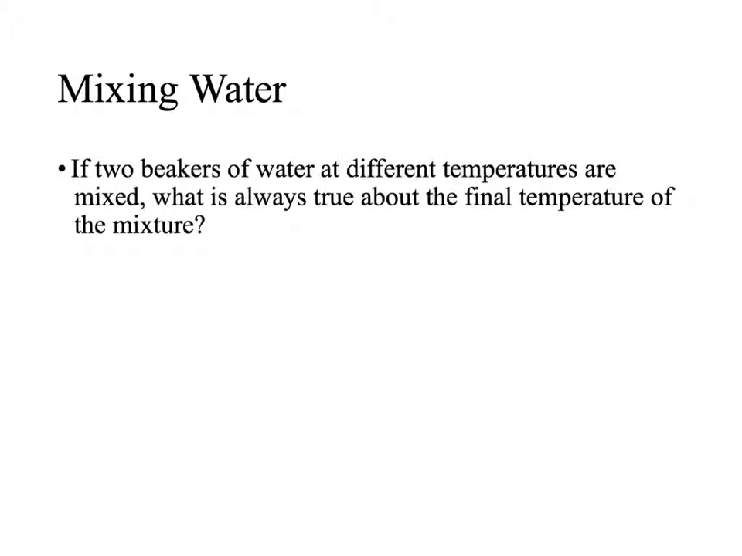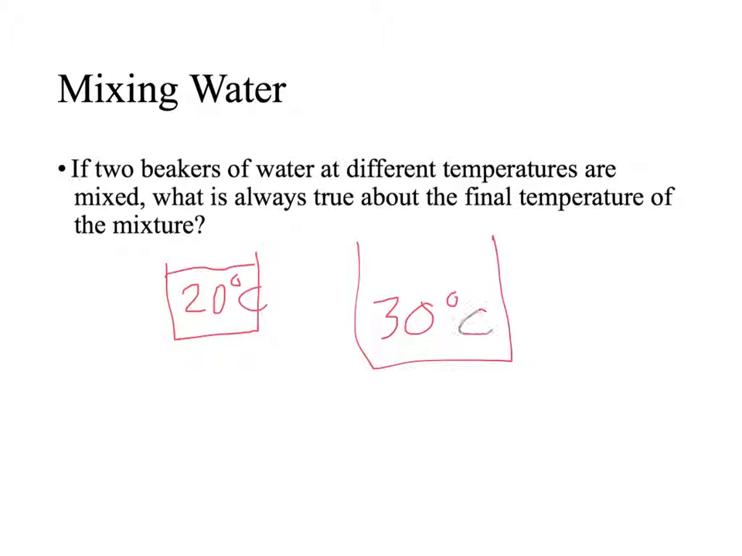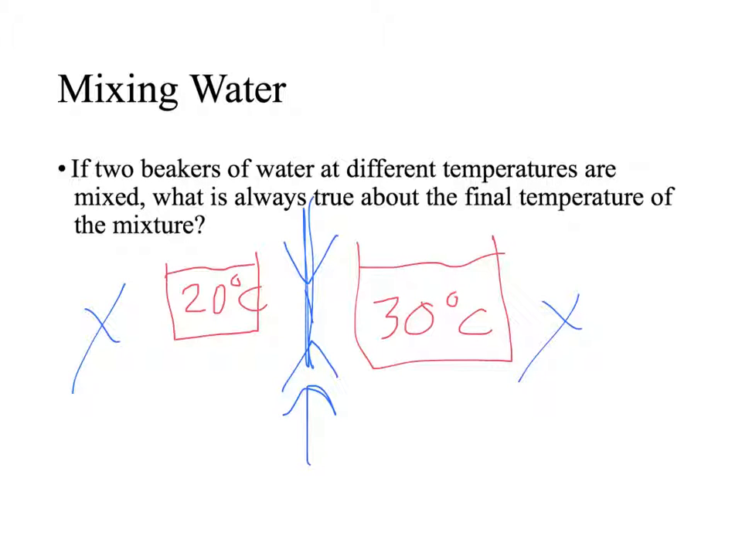Two beakers of water at different temperatures are mixed. What is always true about these beakers? So let's suppose I have one beaker that has 20 degrees C water in it, and I have another beaker that has 30 degree C water in it. What can I say about the temperature? Well, what I know about the temperature is that it's always going to be somewhere in between here. It will be closer to the one that has the larger mass. If they both have the same mass, the temperature will be exactly in the middle. But it can never be below the lowest temperature or above the highest temperature. It's always in the middle somewhere.